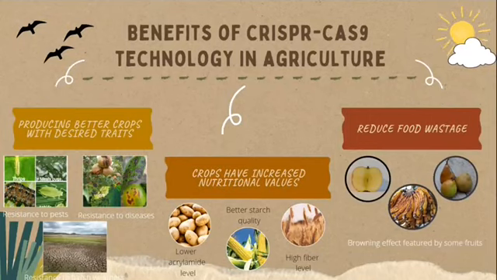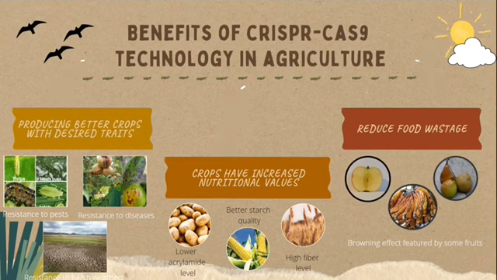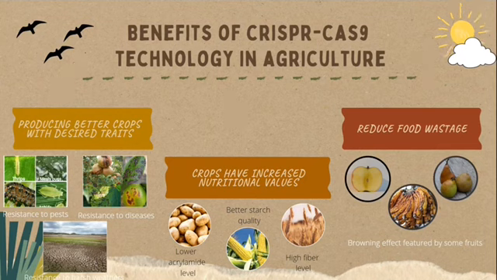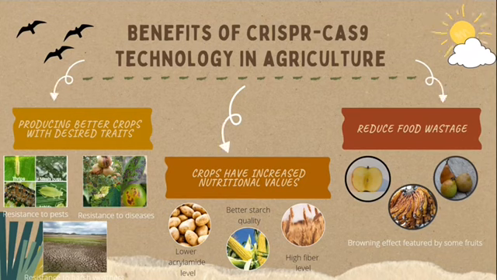So moving on to the next part of the presentation, which is the benefits of this CRISPR-Cas9 technology. These are some of the known benefits of CRISPR technology in agriculture field. First of all, CRISPR technology helps to produce better crops with desired traits. The genome of the plants can be altered thanks to this technology to meet the farmer's need. The genetically modified plants will be resistant to pests, disease, and harsh weathers. This indeed will help the farmers to increase their yield without worrying about their crops anymore.